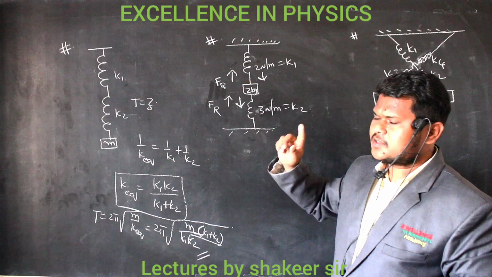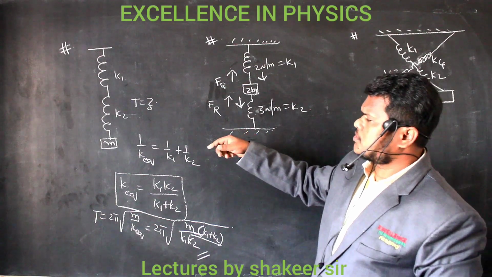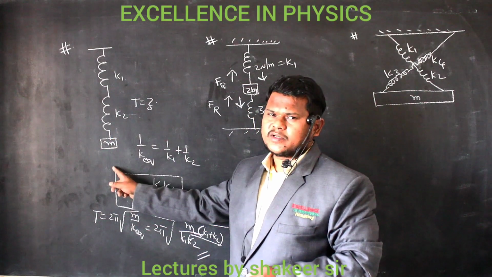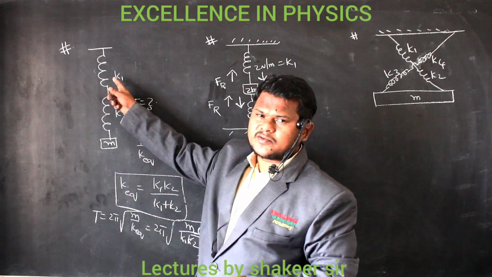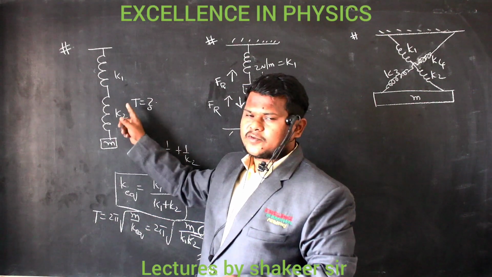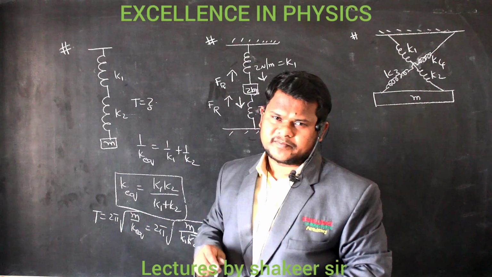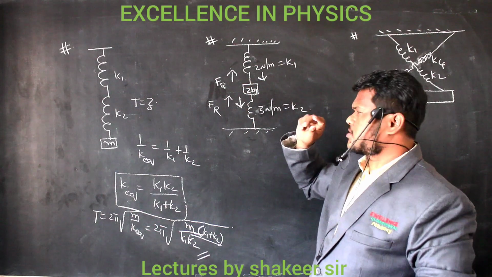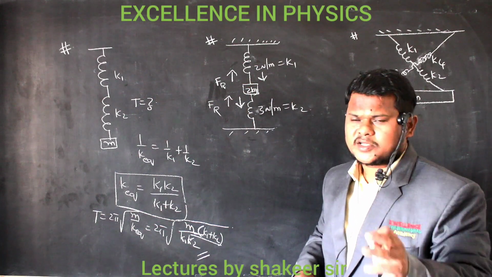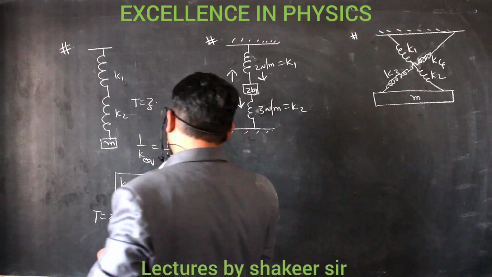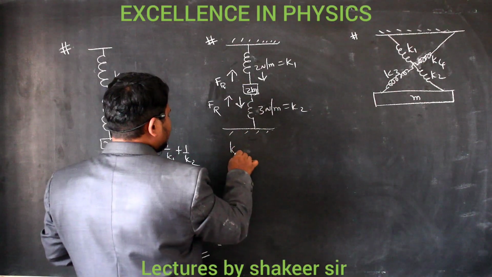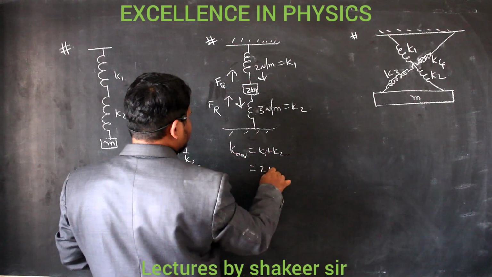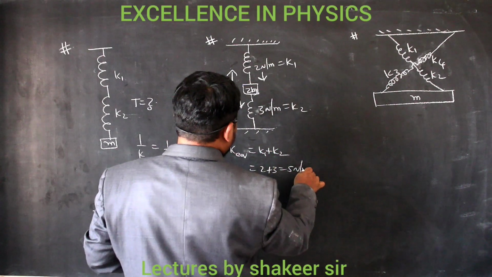But in the case of a series combination, who is providing the restoring force on the body? Only this spring is providing the restoring force. Then what is the first spring doing? It is supporting the restoring force which is provided by the other spring. In this condition, both the springs are providing the restoring force, so this is definitely a parallel combination of springs. For a parallel combination, what is the total K equivalent? K equivalent is equal to K1 plus K2, which is 2 plus 3, equal to 5 newton per meter.